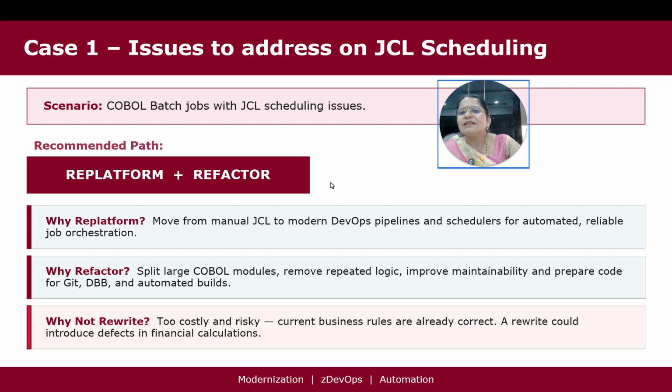In a couple of cases, there is a customer facing huge issues on JCL scheduling. In that case, we can see how this can be refactored with code cleanup, and we can do the replatforming. The way in which it was managed can be changed with modern pipeline orchestration, etc. And we will not prefer rewrite because it involves complete risk in rewriting the code. We may tend to miss some business logic.